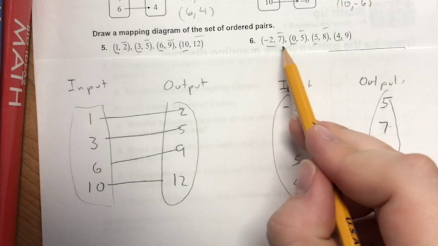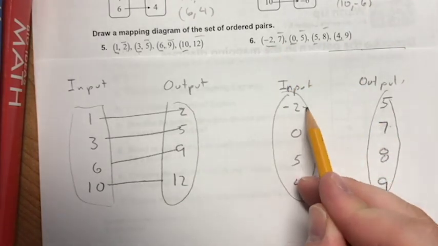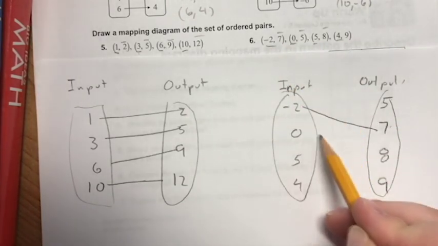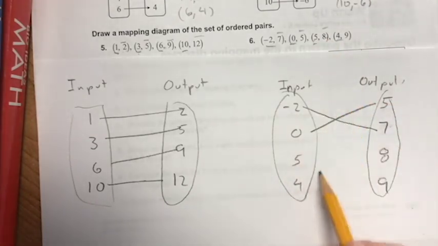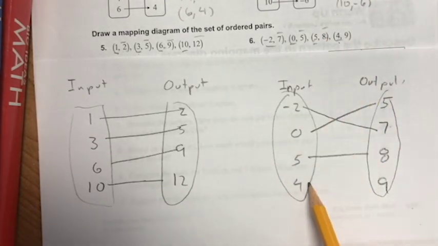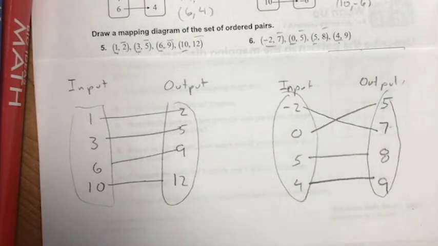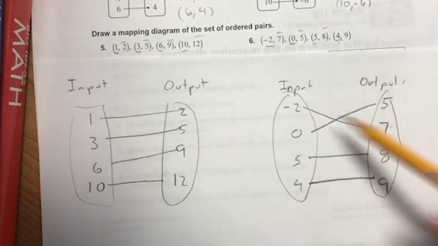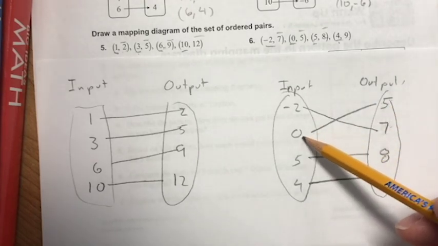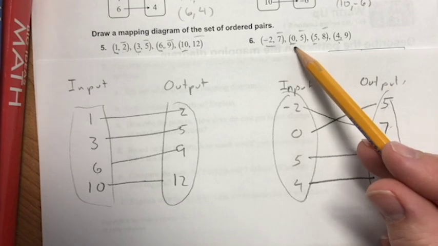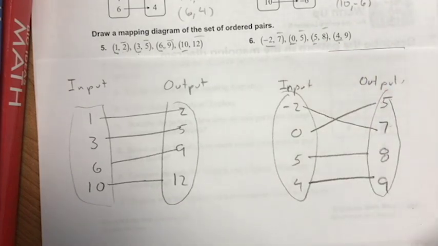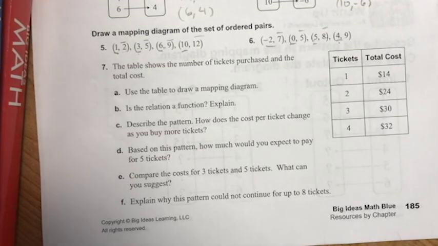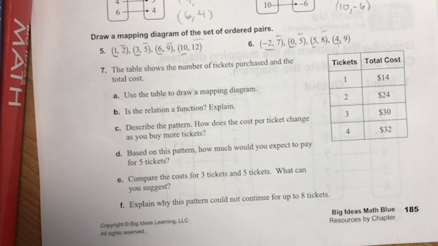Now let's match our stuff. -2 goes to 7, so -2 goes to 7. 0 goes to 5, 5 goes to 8, and 4 goes to 9. All right, so this one looks a little bit different because of the way the numbers cross, but 0 goes to 5, and that's my ordered pair, 0, 5. Nothing too bad on that one. All right, let's go on to 7.